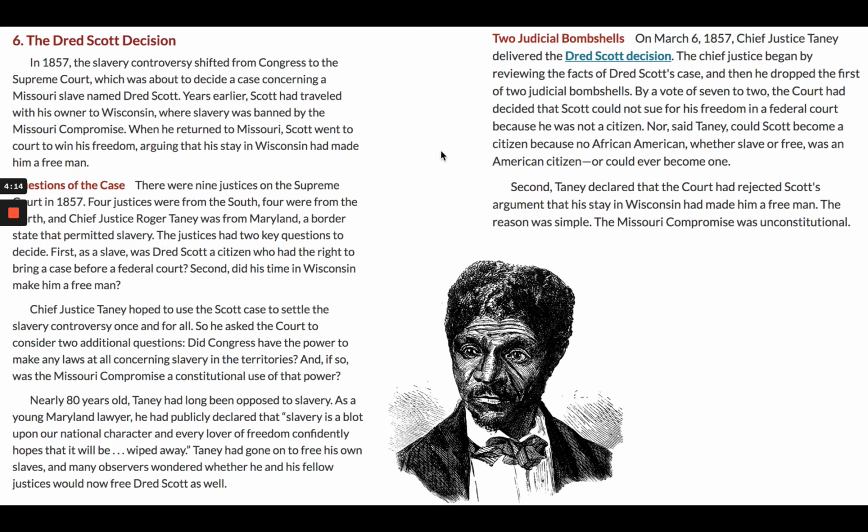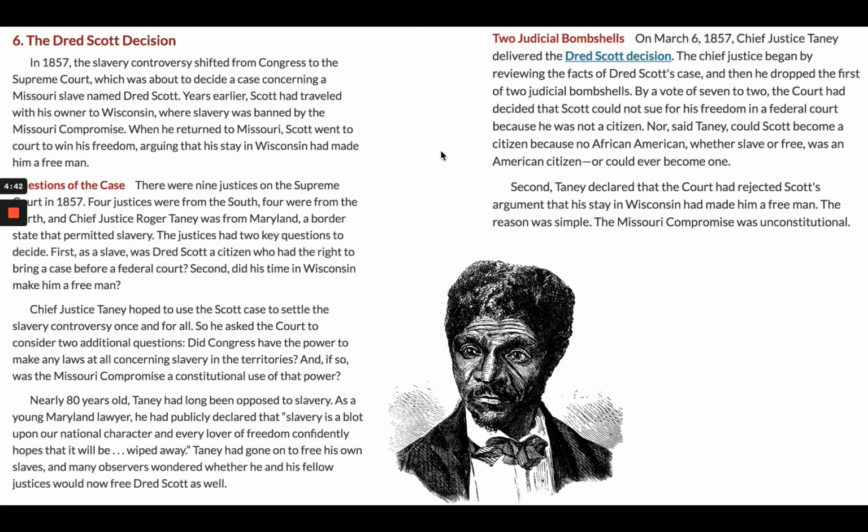in a federal court because he was not a citizen, because he's a slave. Remember, slaves did not get rights that other citizens got. Nor, said Taney, could Scott become a citizen because no African American, whether slave or free, was an American citizen or ever could become one. How crazy is that? And then, so that's a huge bombshell.